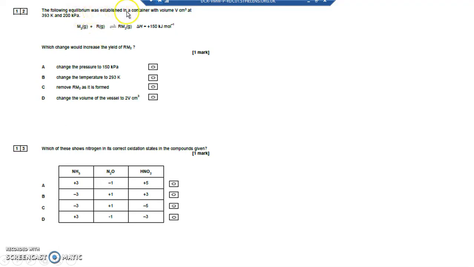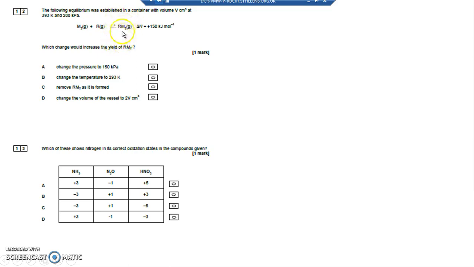Following the equilibrium was established in a container with volume V centimeter cubed at 393 Kelvin and 200 kilopascal, which would increase the yield of RM2? So how are you going to make more RM2? Well, you could increase the concentrations of M2 and R, and then by Le Chatelier's principle it would try and lower the concentrations of M2 and R by reacting them to make more RM2.